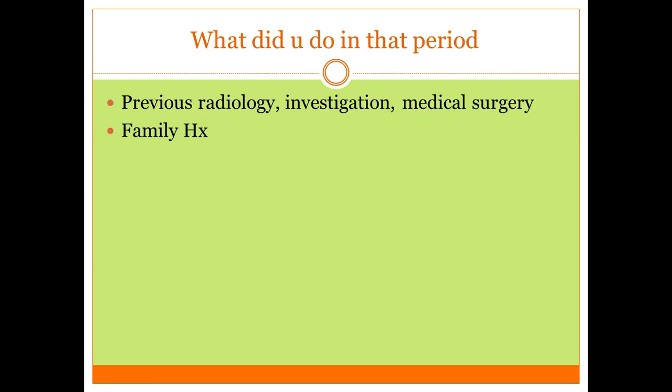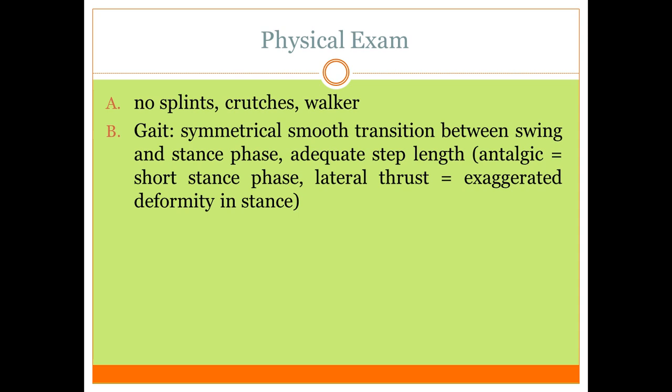Then what you did since that time: what is the radiology, investigation, medical, or even surgical management. Then going to physical exam as usual, not to forget gait. Gait is the starting. The usual is a symmetrical smooth transition between swing and stance phase with adequate step length. In the knee, there are two gait abnormalities that are mostly important: antalgic gait, which has a short stance phase, and lateral thrust.